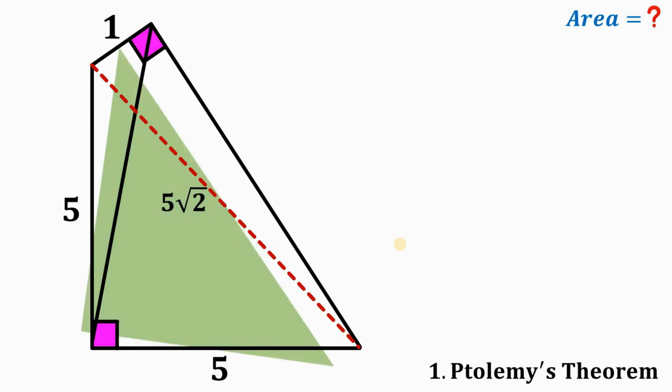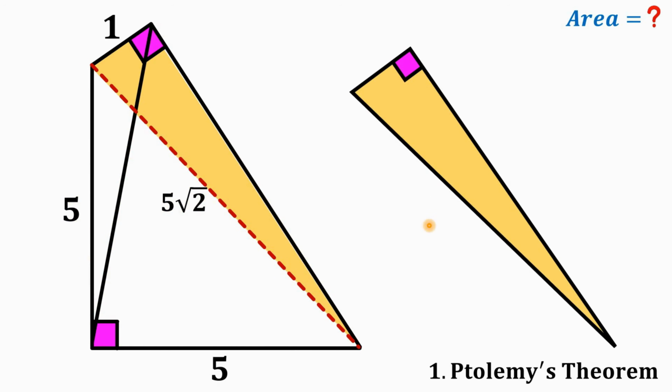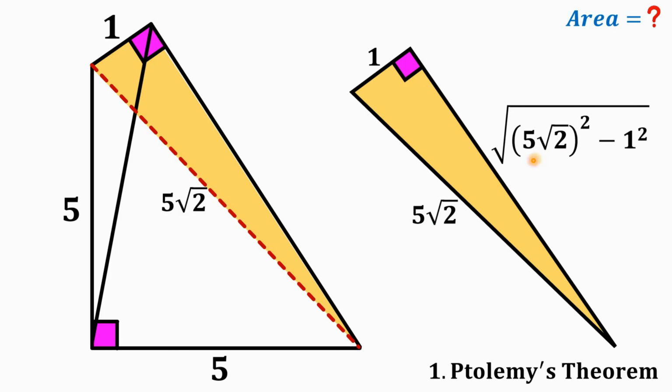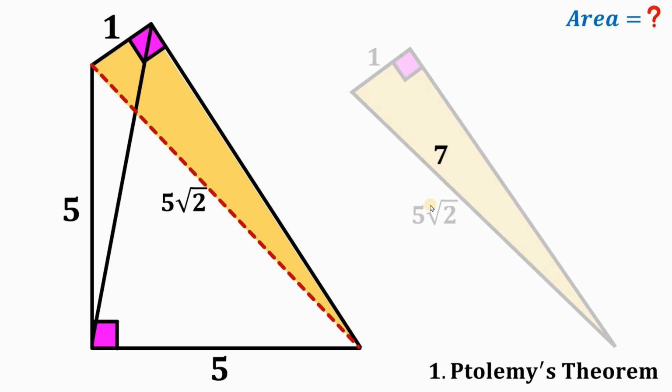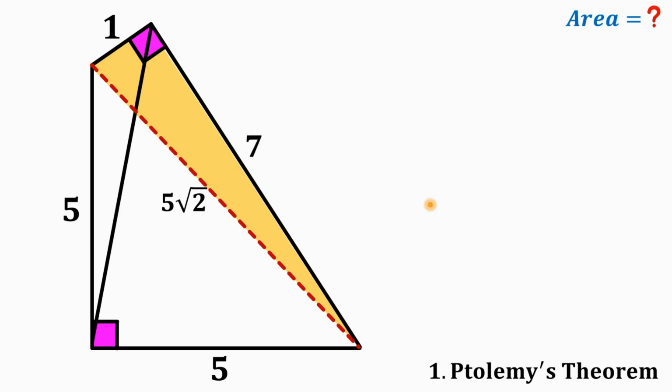Alright, now let's focus on this right triangle. Again using the Pythagorean theorem, we can get the other side of this triangle. This is the square root of the hypotenuse squared, 5 times the square root of 2 squared, minus this leg 1 squared. So this is 50 minus 1 squared, which gives us 49. And the square root of 49 is just 7. So the measure of this side is equal to 7 units.